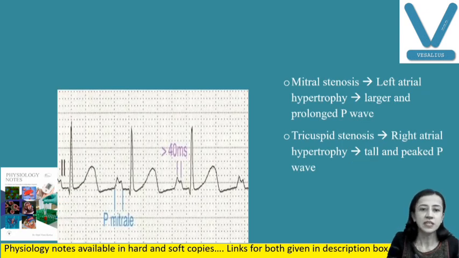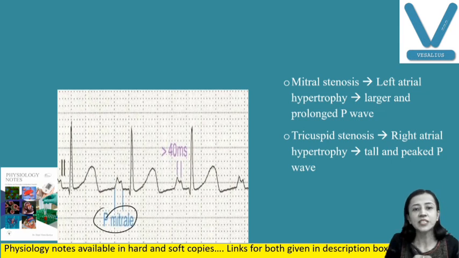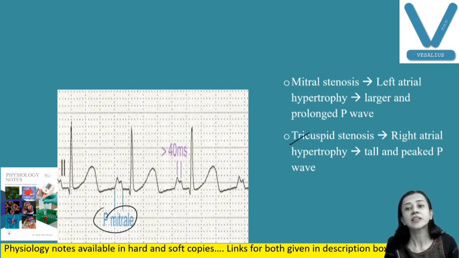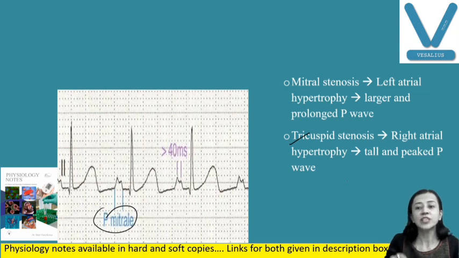Okay, now clinical or applied aspect. You can see here, this is P mitrale. So in case of mitral stenosis, what happens? Because of stenosis of the mitral valve, left atrium gets hypertrophy, and because of hypertrophy of left atrium, P wave is large and prolonged. Okay, and another thing, that is tricuspid stenosis. When tricuspid valve gets stenosed, right atrium gets hypertrophied. So you have tall and peaked P wave. Here it is not prolonged, but it is peaked with normal duration. Duration is normal. It is not prolonged.